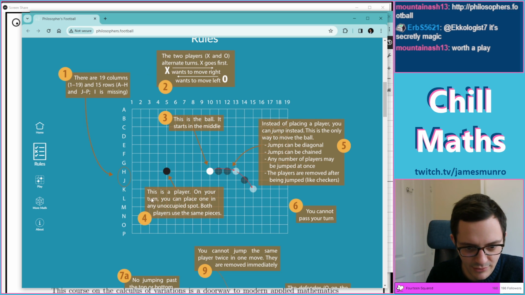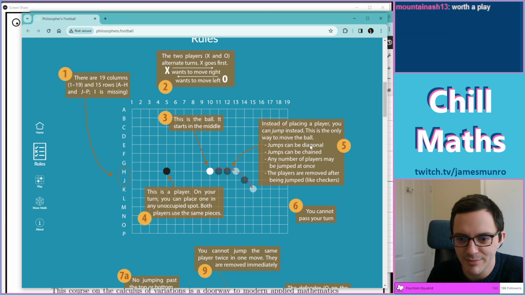This is a player. On your turn, you can place 1 in any unoccupied spot. Both players use the same pieces. Instead of placing a player, you can jump instead. It's the only way to move the ball. Jumps can be diagonal. The players are removed after being jumped. You can't pass.